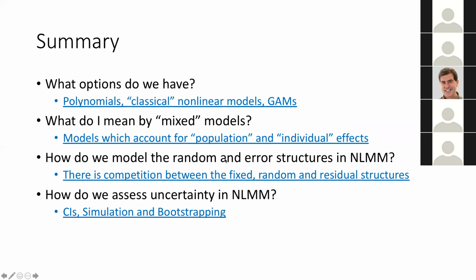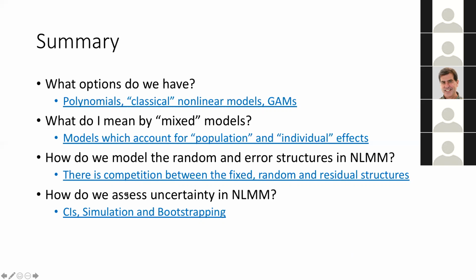So how do we model the random and error structures? Basically, I wanted to show you that there's a trade-off. There's competition between how well you model the fixed part, the random part, and the residual structure of your model. You can't have too much complexity in all of these at once. You have to split it across these three levels.